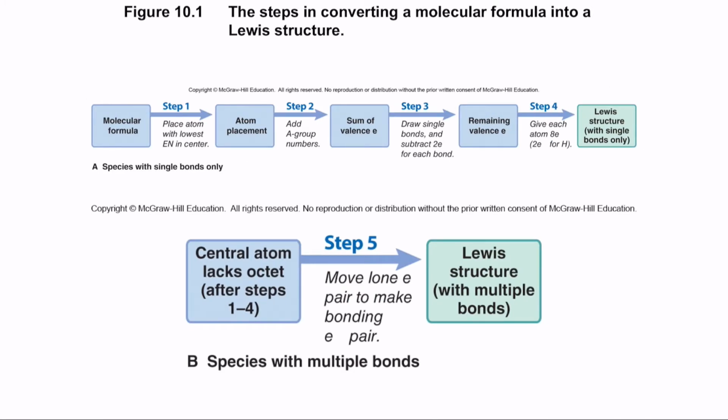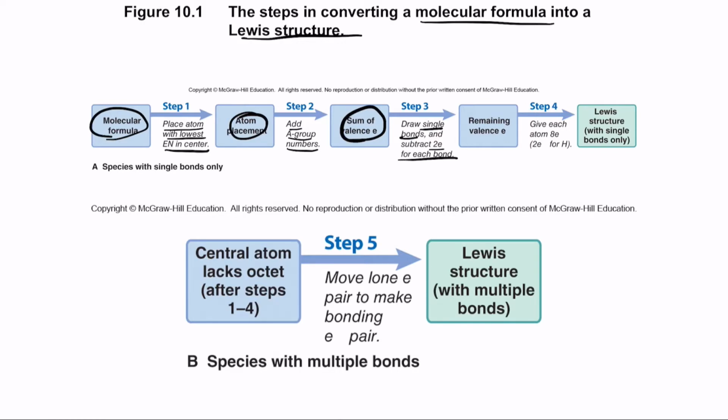How do you convert a molecular formula into a Lewis structure? We use the following steps. First, take the molecular formula and place the atom with the lowest electronegativity in the center. Add all the A group numbers across the elements to calculate the sum of valence electrons. From that sum, draw single bonds first and subtract 2 electrons for each bond. Then, with the remaining valence electrons, give each atom 8 electrons, and 2 for hydrogen, which gives you the final Lewis structure.